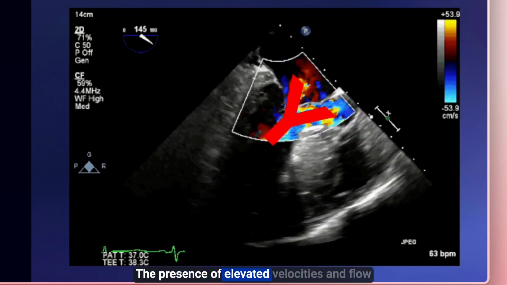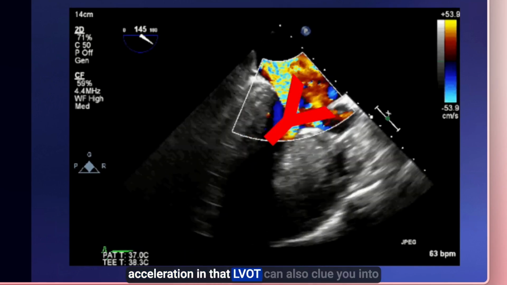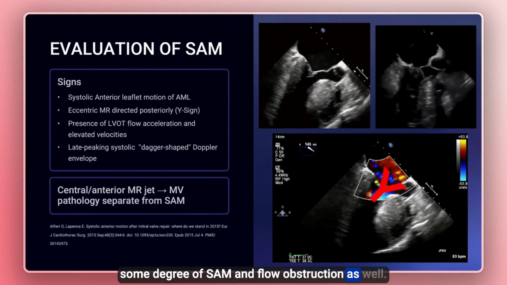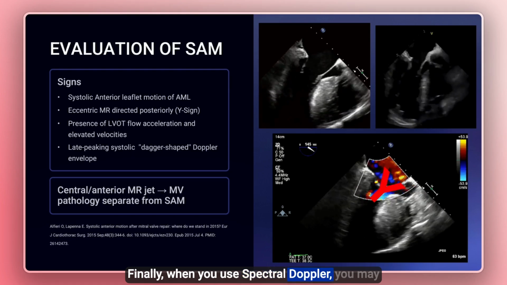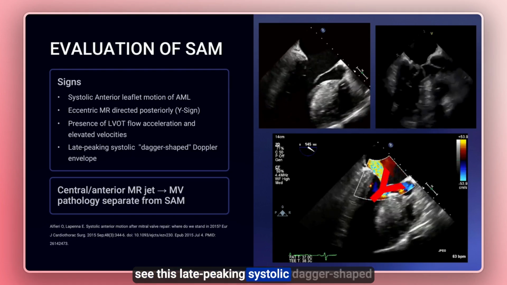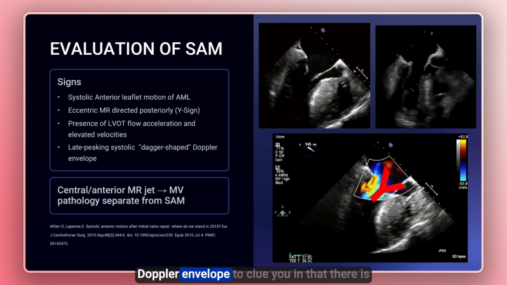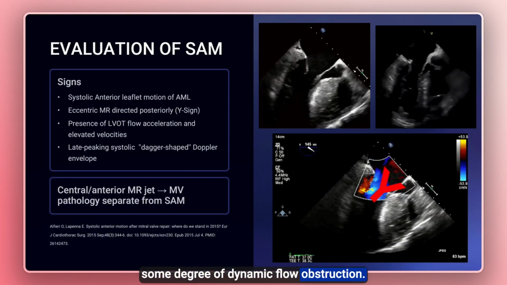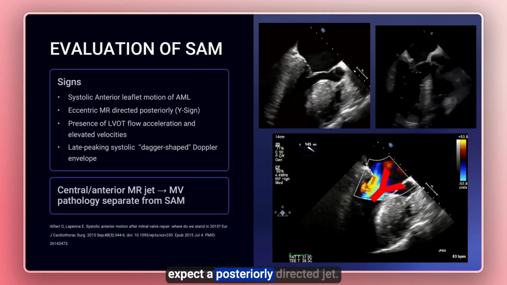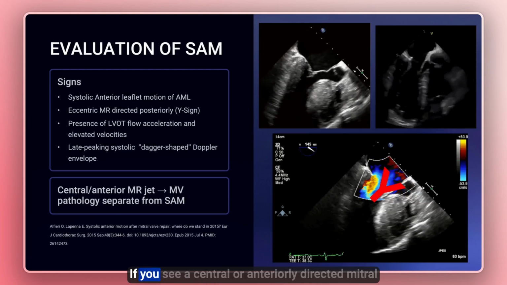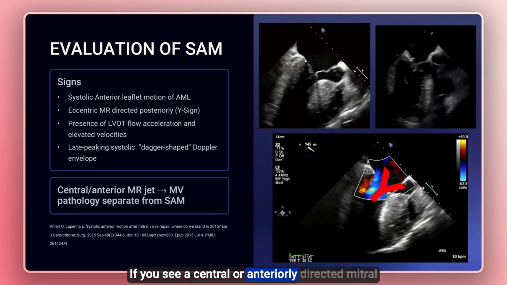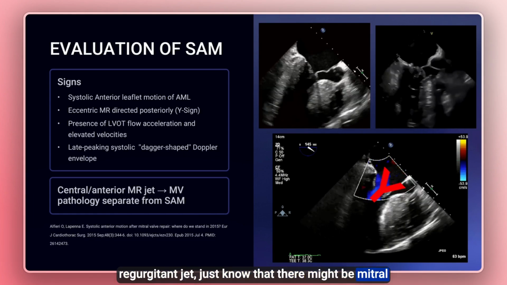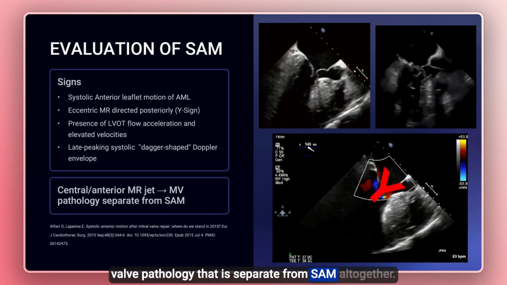The presence of elevated velocities and flow acceleration in that LVOT can also clue you into some degree of SAM and flow obstruction as well. Finally, when you use spectral Doppler, you may see this late peaking systolic dagger-shaped Doppler envelope to clue you in that there is some degree of dynamic flow obstruction. Keep in mind here that you would expect a posteriorly directed jet. If you see a central or anteriorly directed mitral regurgitant jet, just know that there might be mitral valve pathology that is separate from SAM altogether.